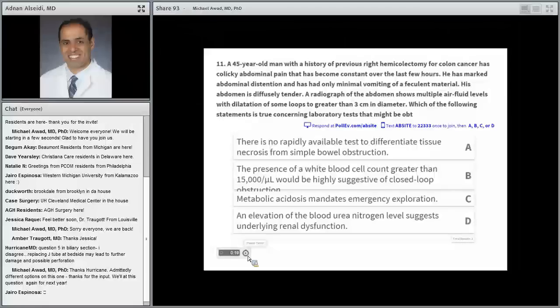A is there is no reliable, readily available test to differentiate tissue necrosis from simple bowel obstruction. B is the presence of white blood count greater than 15,000 would be highly suggestive of closed-loop obstruction. C is metabolic acidosis mandates emergency exploration, and D is an elevated BUN level suggests underlying renal dysfunction.